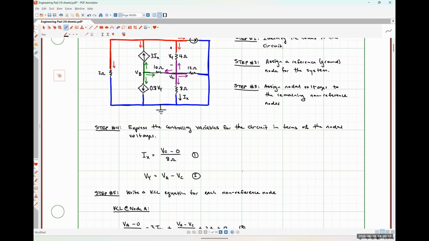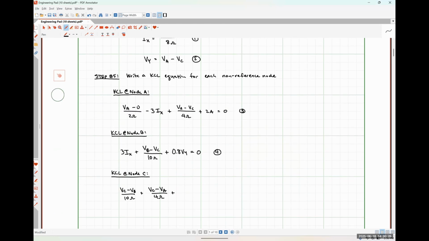From here on out, anytime my current is flowing towards ground, I'm just not going to bother writing anything. So I'm just going to call this VC over 12. But VC minus 0 over 12 is absolutely correct. Thank you, West. So VC over 12 ohms. And then the current flowing down through the 8 ohm resistor is just going to be VC over 8 ohms. Set this equal to 0. And this is equation 5.